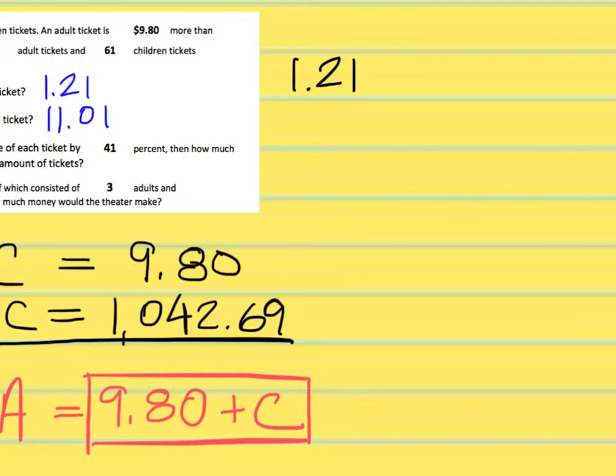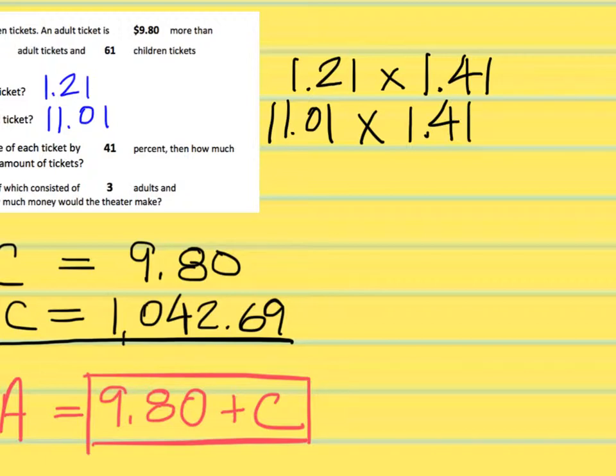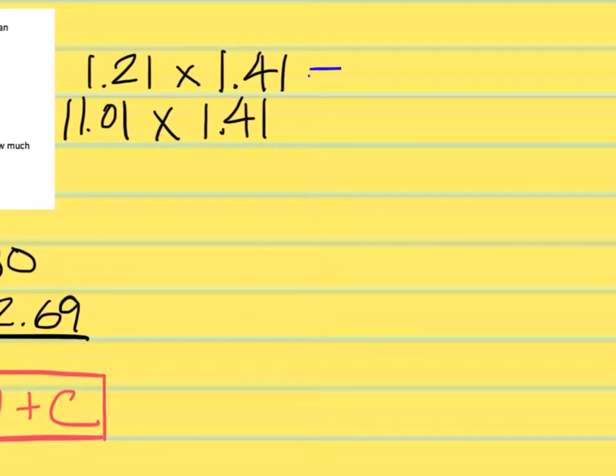But if you want to do all of this in one step, you're not going to multiply by 0.41. You're going to multiply by 1, which is going to give you the ticket price to start with, and then 0.41, and it will automatically add on the 41%. You'll do the same thing with the adult ticket. 11.01 times 1.41. So let's figure out what each of these are going to be. For the child ticket, 1.21 times 1.41 comes out to be 1.7061.